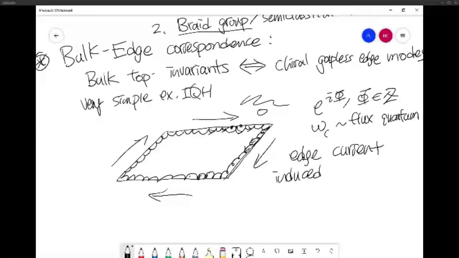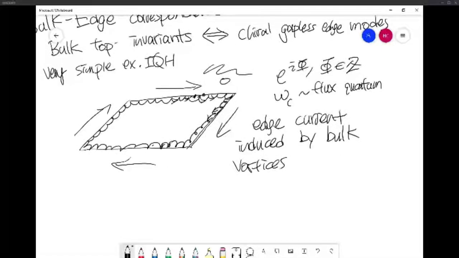So, edge current induced by bulk vortices. And these bulk vortices are topologically non-trivial, right? That's what we mean by bulk topological invariant, because these bulk vortices are characterized by the 1D winding number. And it just so happens that the 1D winding number counts the chiral gapless edge modes on your edge. The reason, again, you have to go through the Laughlin flux threading argument to understand: you thread a quantized flux, and that's equivalent to charge transport.